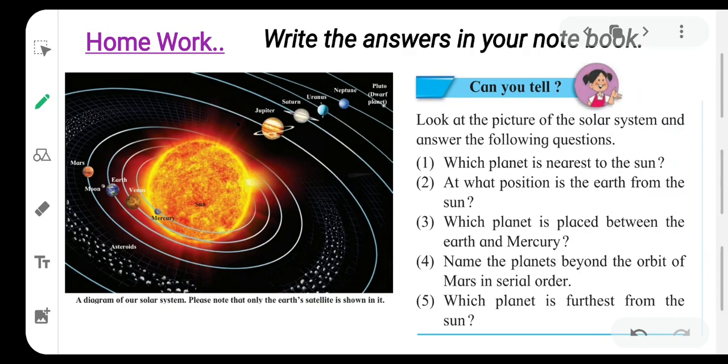I think you would have understood what I have explained. So, now you can see here this image. What you have to do, I have told you all to make a notebook of EVS part 1. Observing this diagram, you have to see and answer all these questions and write the questions plus answers in your notebook.